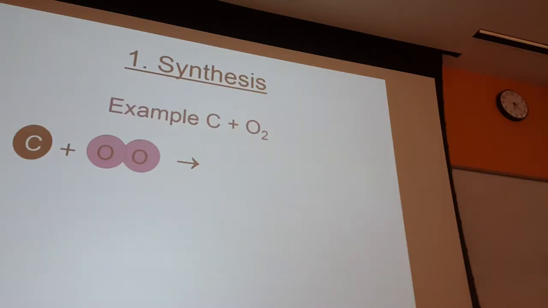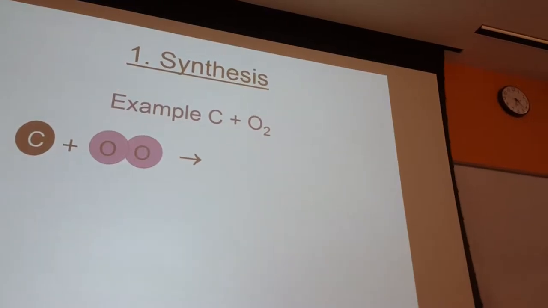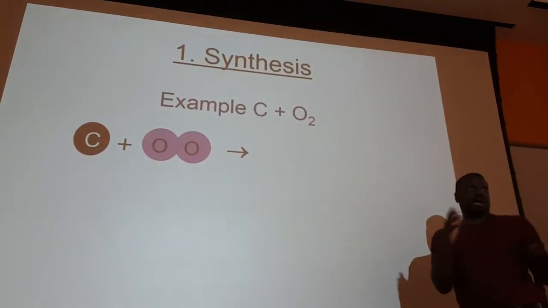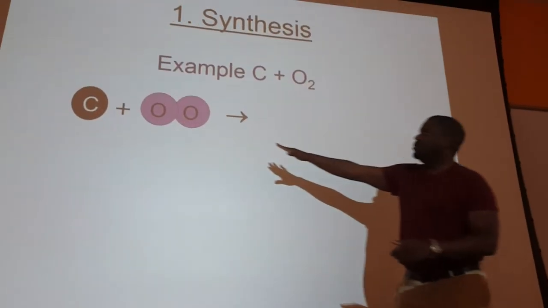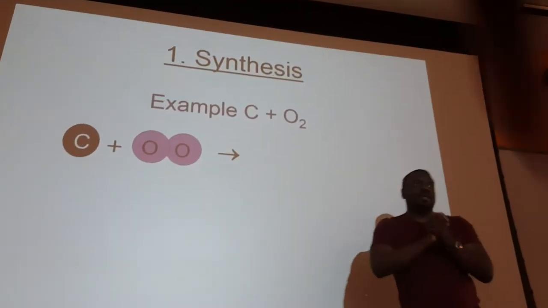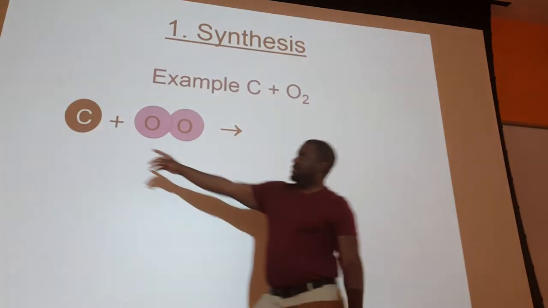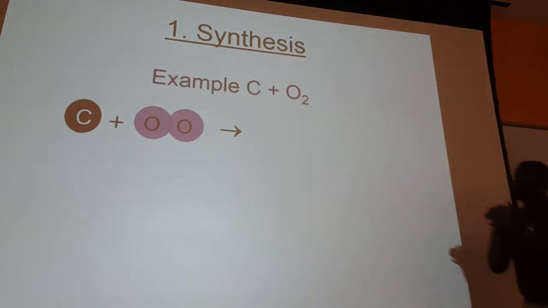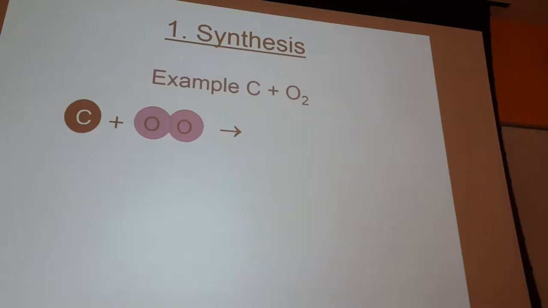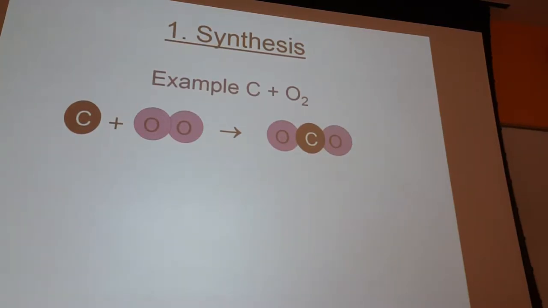So, they give you an example of synthesis. They give you a carbon and an oxygen, O2. So, carbon plus O2. When they form, they come together: thing number one, thing number two. Add them together, you get one thing, which is carbon dioxide. That's synthesis. So those are going to be double bonds, C double bonded with O, double bonded with another O, right?